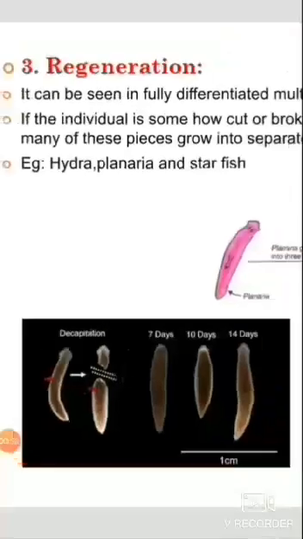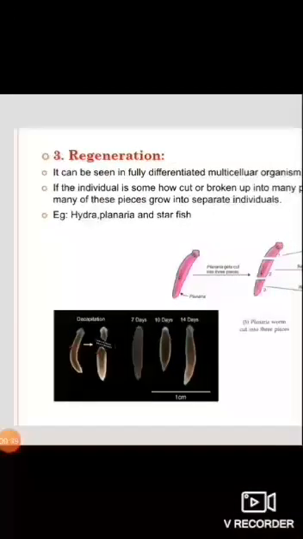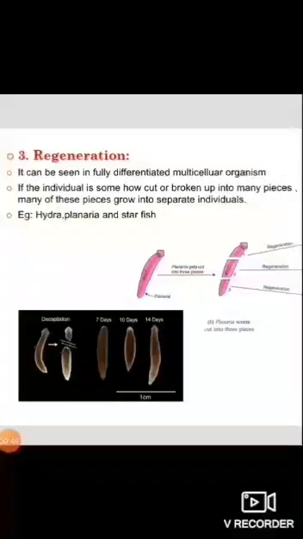But when you look at Spirogyra, it does not have any differentiation. It is fully made up of cells. So that one is simple and this one is differentiated. If the individual is somehow cut or broken up into many pieces, many of these pieces grow into separate individuals. This process is called regeneration. Regeneration occurs in planaria, Hydra, and also in starfish.